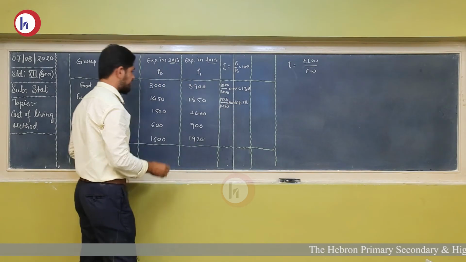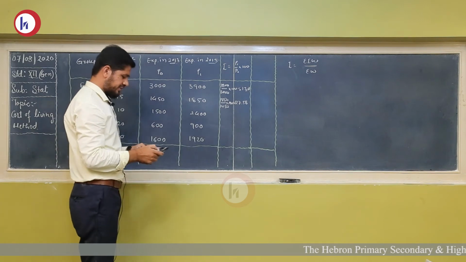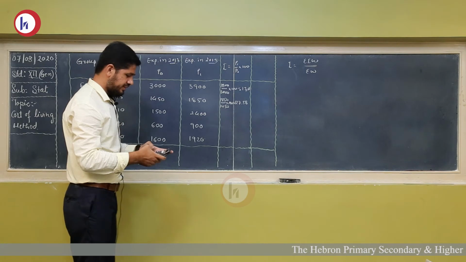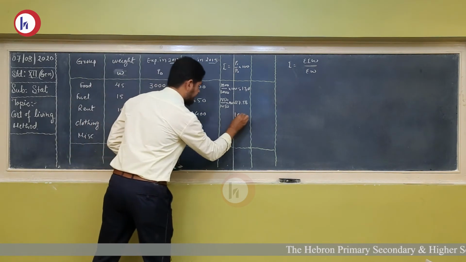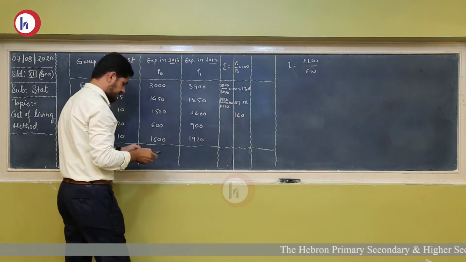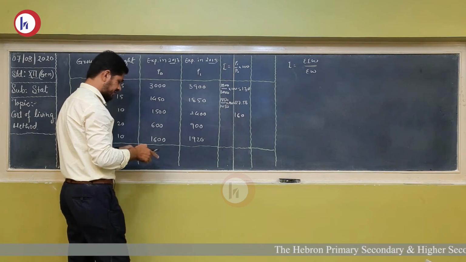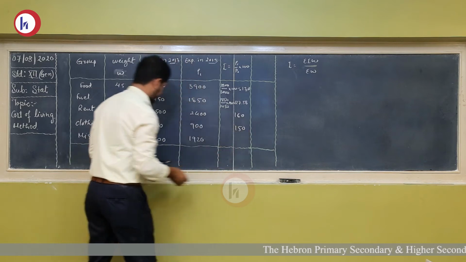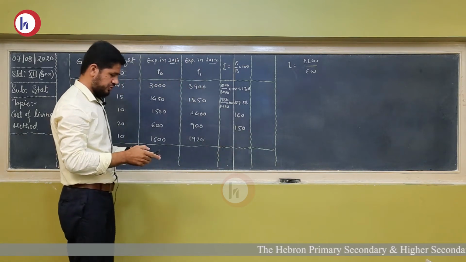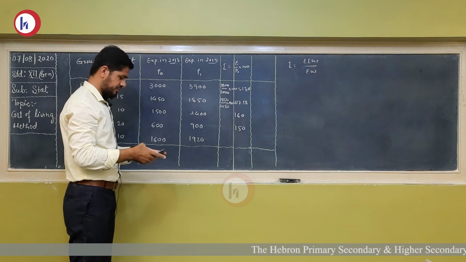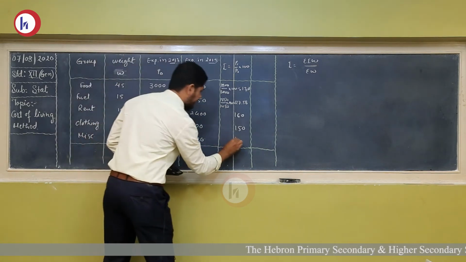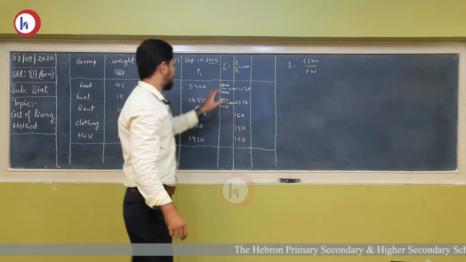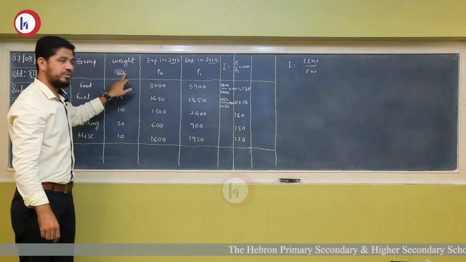Right. Next, 2400 divided by 1500 multiplied by 100 will get 160. Now 900 divided by 600 will get 150, and finally 1920 divided by 1600, so 120. Now we have the values of I as well as of W.